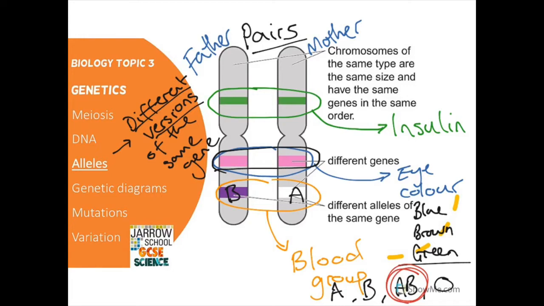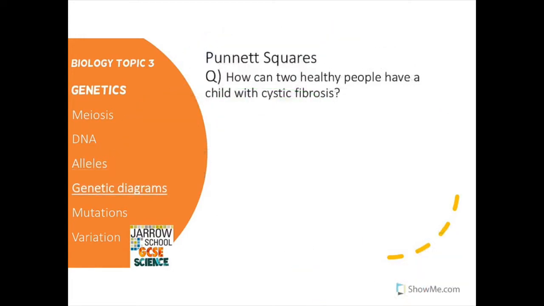As I mentioned in part 1, there are tons of keywords that we need to understand to master this topic. I am going to use lots of keywords in this slide. After I've finished describing Punnett squares, I'm going to try and go back and highlight all of the different keywords and their meanings. So Punnett squares are one of the genetic diagrams, and a common question that could be asked is, how can two healthy people have a child with cystic fibrosis?